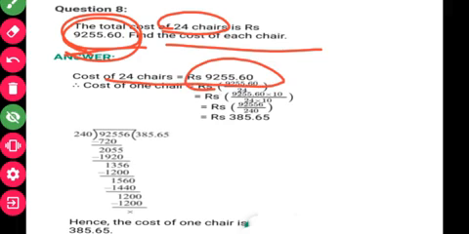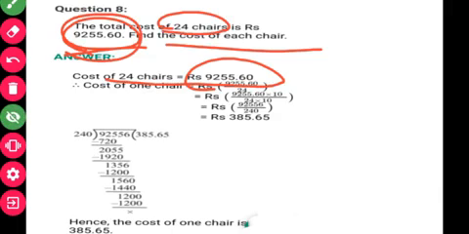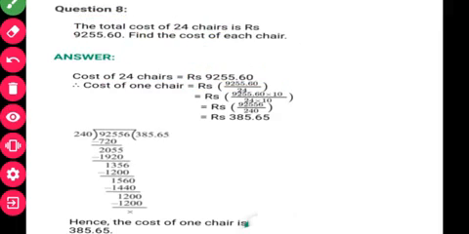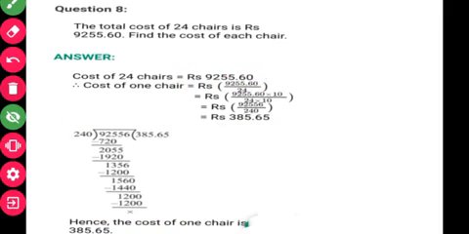So the cost of 24 chairs is 9255.6. Therefore the cost of one chair is equal to this divided by 24. So the cost of one chair will be 385.65. Understand? So you know how to divide decimals by numbers. So here it is given how to divide. Understand?